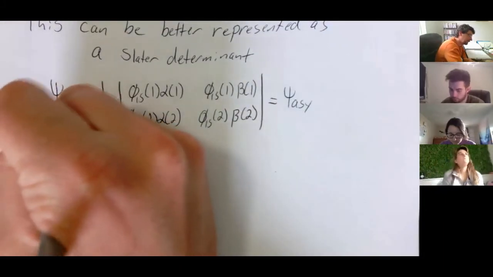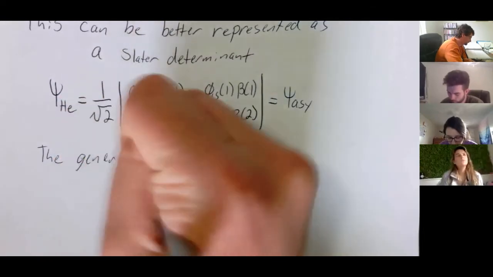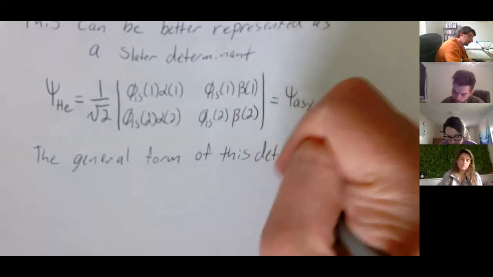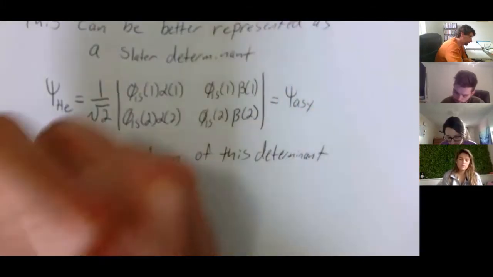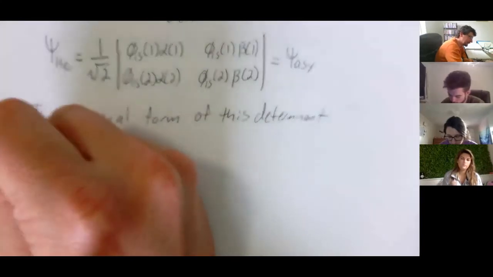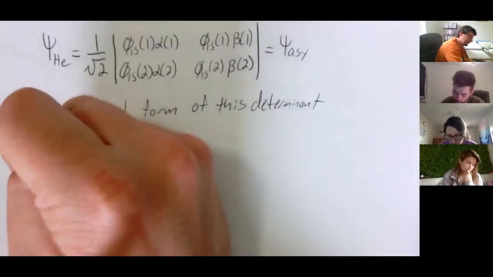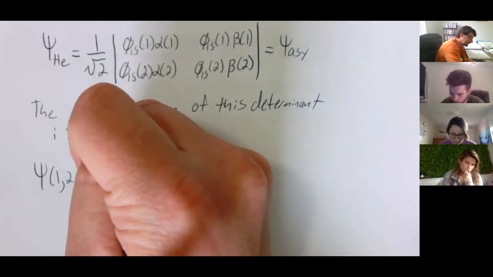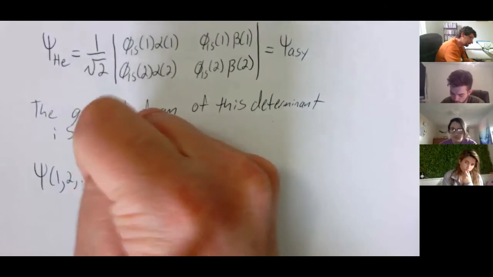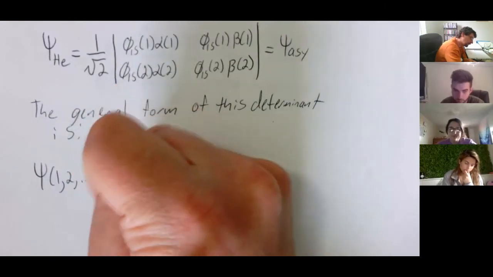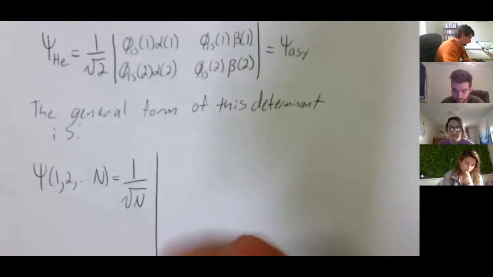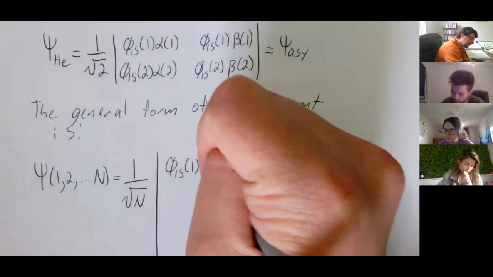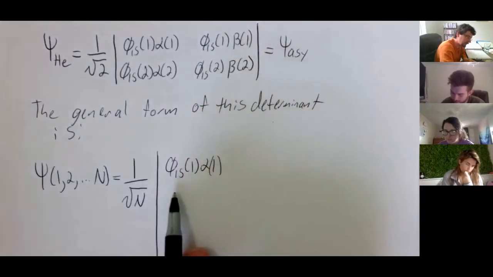So the general form of this determinant is the following. Let's say we have a multi-electron system, 1, 2, and it goes to n number of electrons. We have 1 over square root of n, and a big determinant. That's 1, alpha 1. What term's going to come down here?